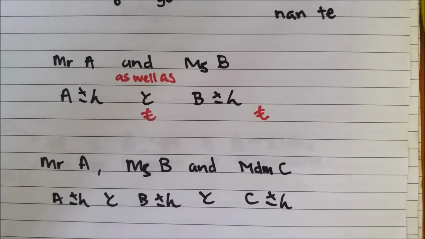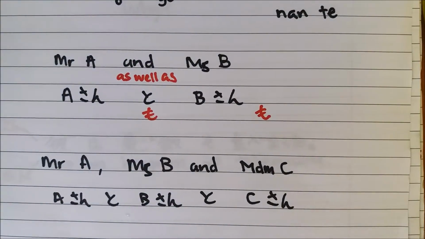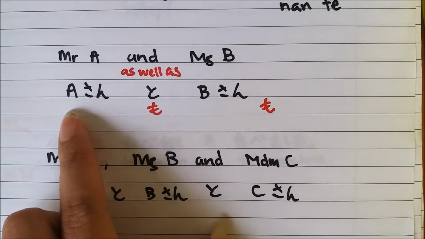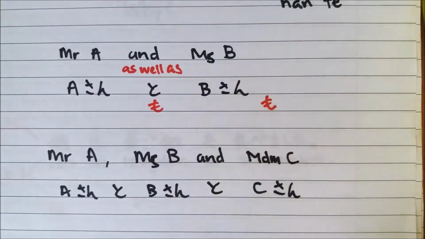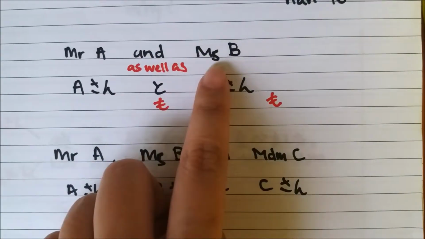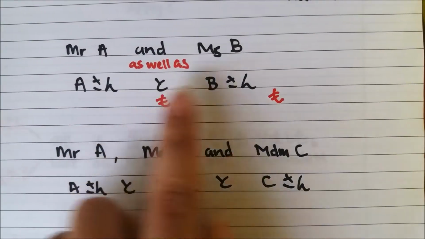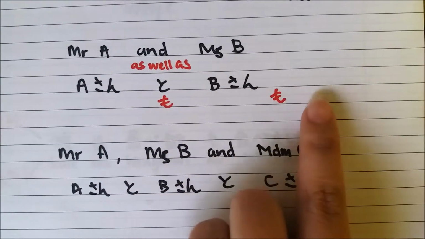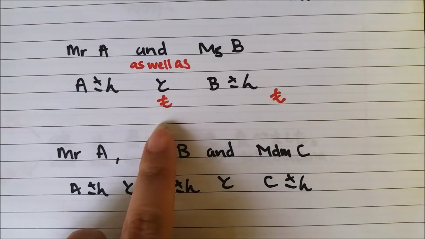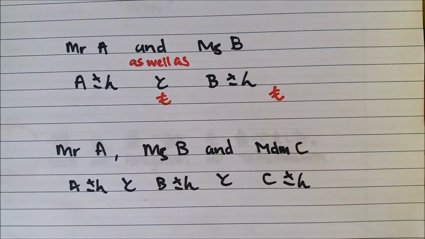Remember that there must be a mo after B-san. Okay, this is very important. As opposed to to. So let's say you say that Mr. A and Miss B are teachers. So it will be A-san to B-san wa sensei desu. But over here, since it's a mo, as well as, then you say A-san mo, B-san mo sensei desu.